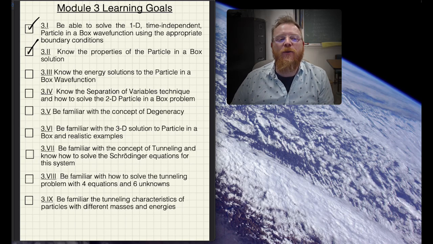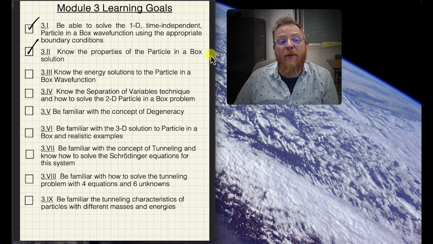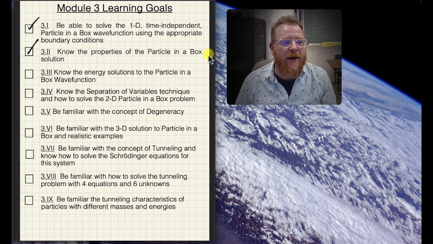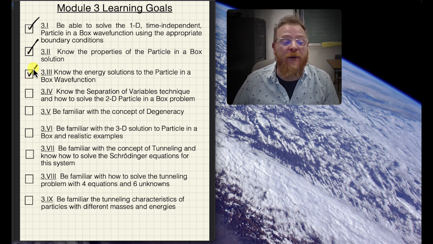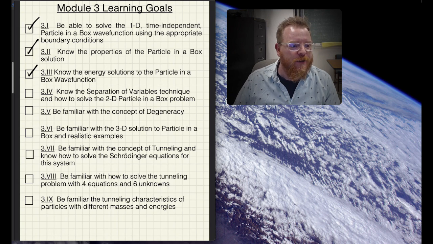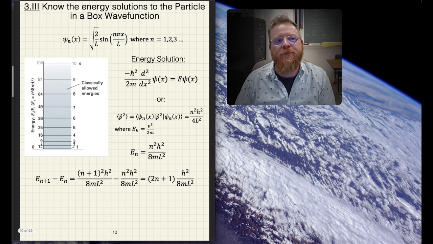Okay, folks, moving right along. Let's talk about the energy solutions now to the particle in a box wave function. I expect this one will be fairly short since I've already presented what those energy solutions are. We just want to flush those out in a little more detail. So let's go for it.